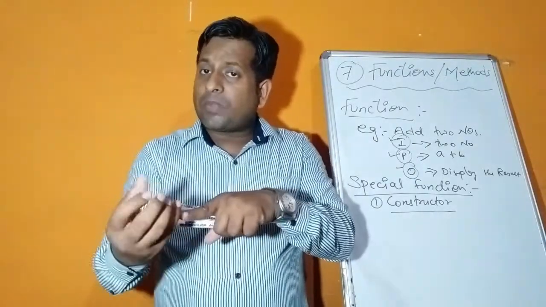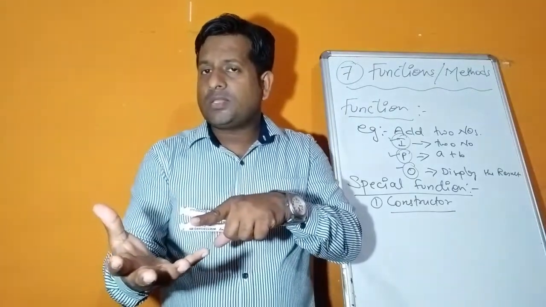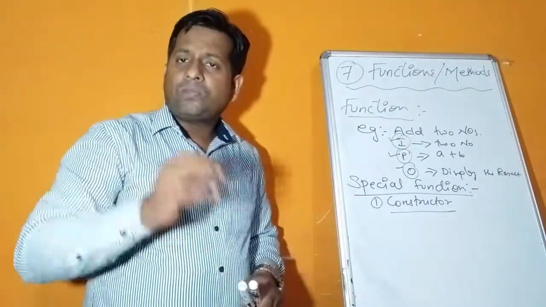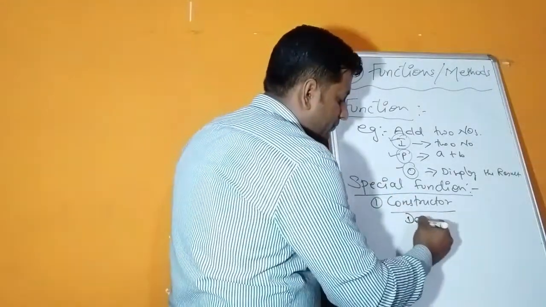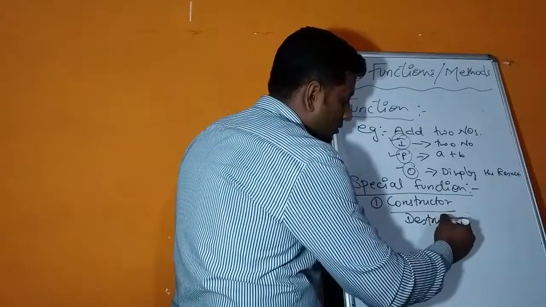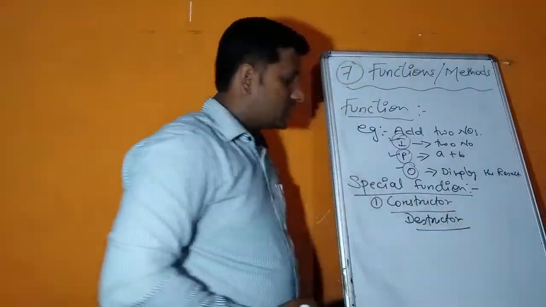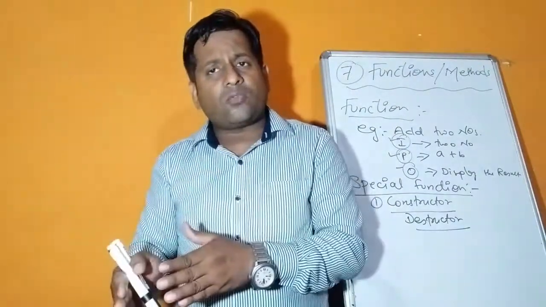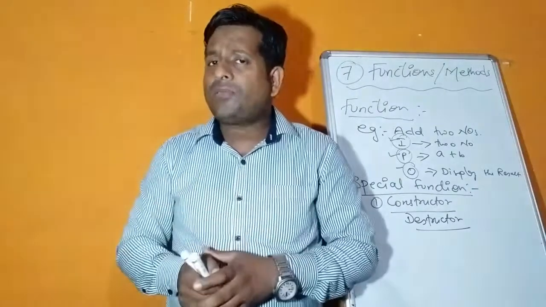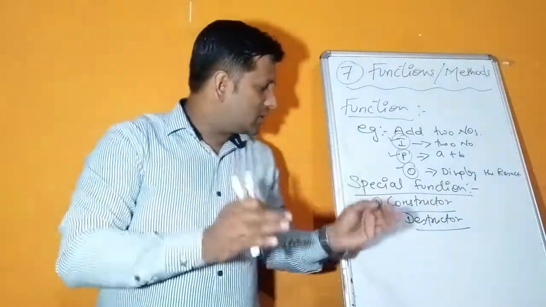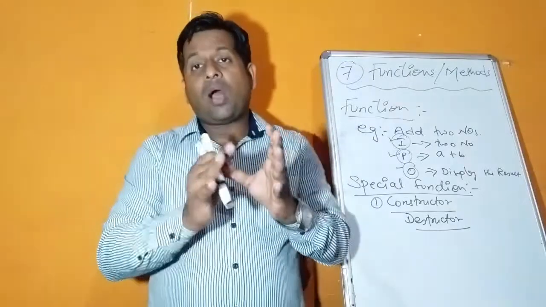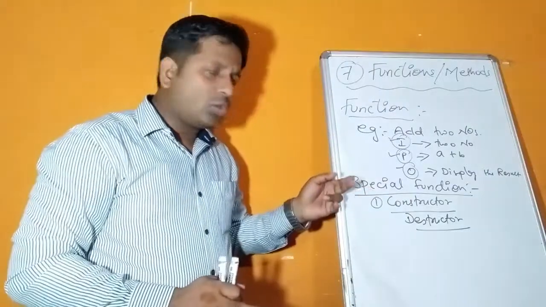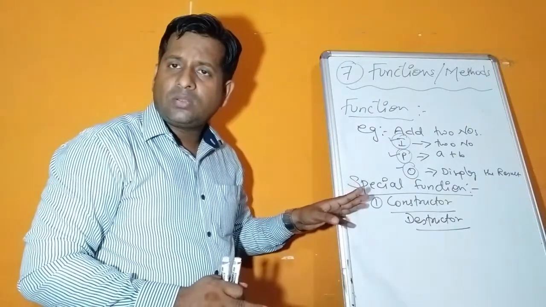When the work is over, that memory should be released, isn't it? So for releasing the memory, we have another part of constructor, that is known as destructor. Destructor is another part of constructor, as constructor is used to initialize the variable or object at the time of creation. In the same way, destructor releases the memory after the work is completed. Okay children, so you understood the use of the special function, constructor.